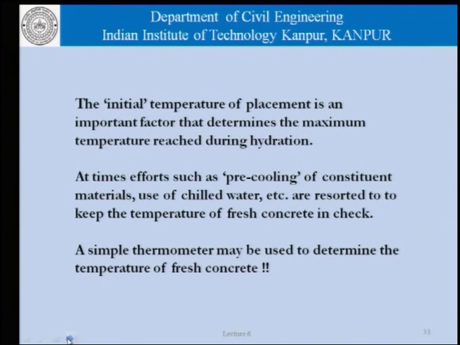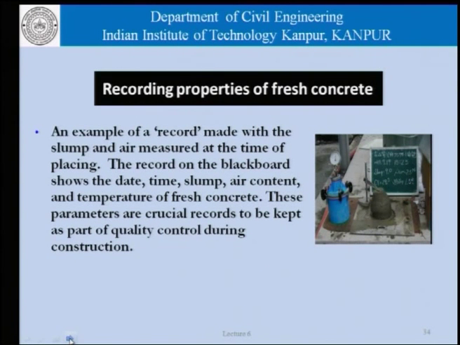Of course, as far as measurement is concerned, a simple thermometer is used to determine the temperature of fresh concrete. We simply take a thermometer, insert it in a mass of fresh concrete, and we get the temperature. That is good enough. Now, this here is a simple representation of how properties of fresh concrete should be recorded. We should record the date and time of placing the concrete, the slump, air content, and the temperature of fresh concrete, which are all very crucial from the point of view of good record keeping or archiving of properties of concrete used in the different parts of a concrete construction.